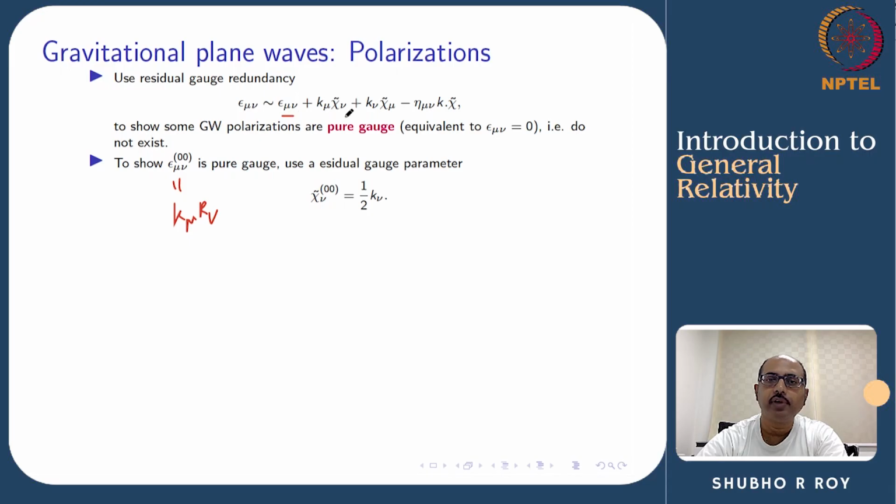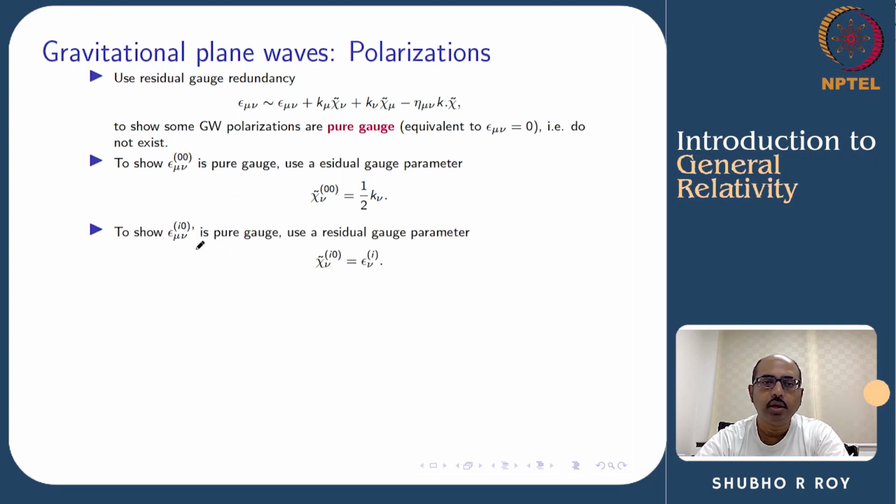And it's very obvious if I choose chi mu to be, I think there should be a minus on it. So if I choose this chi tilde to be minus half k mu, then that will cancel this k mu k nu, and you'll get epsilon prime to be 0. Okay, so we have shown that this polarization is not there because it is gauge equivalent to zero polarization.